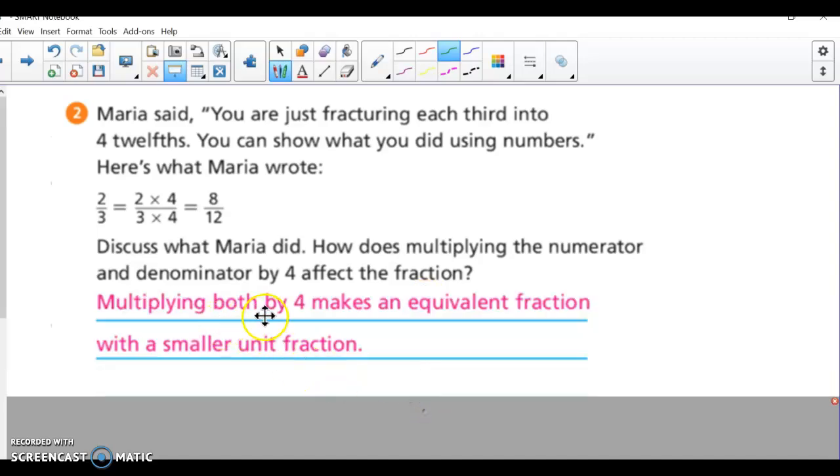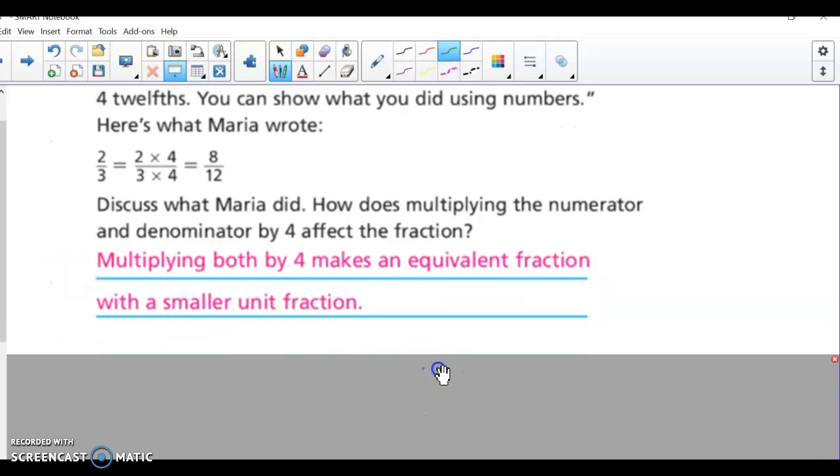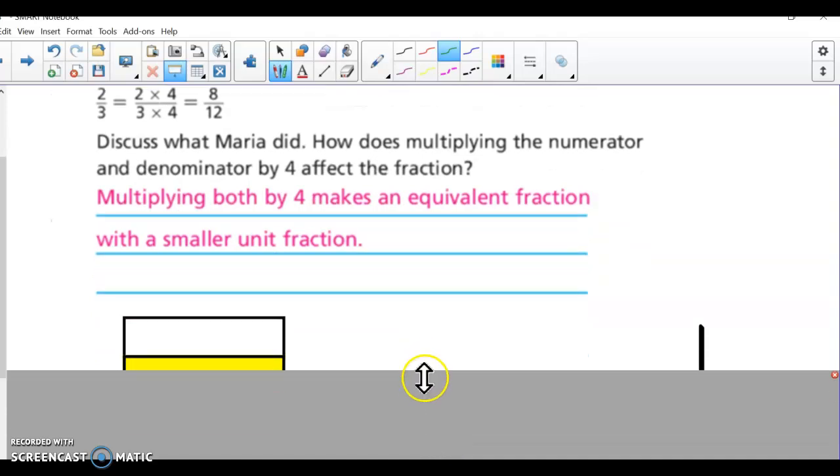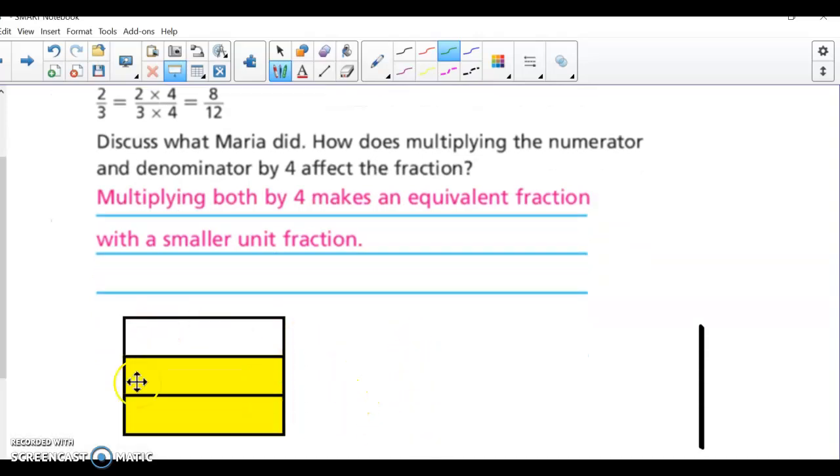It says multiplying both by 4 makes an equivalent fraction with a smaller unit fraction. Okay, let's look at a picture of that. If I take my 2/3, in this rectangle, I have 2 out of my 3 pieces shaded in yellow. If I were to make each of these into smaller unit fractions, I can figure out the equivalent amount because I'm not shading any more or shading any less, right? I still have the same amount shaded in. So watch what I do.